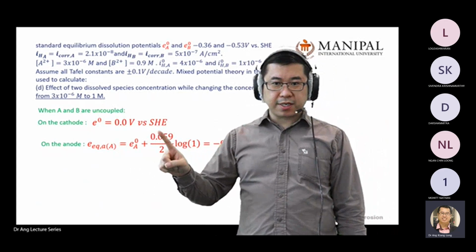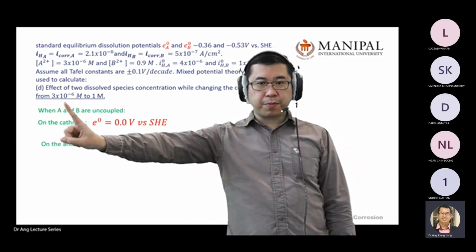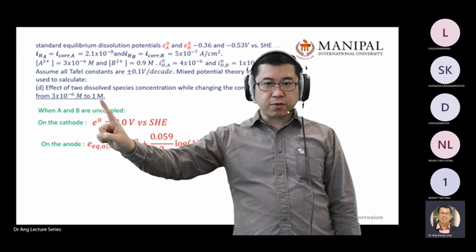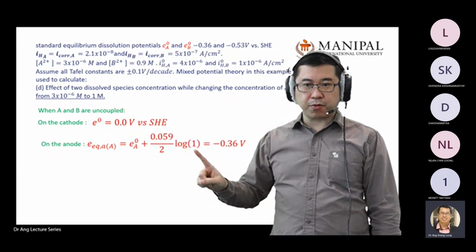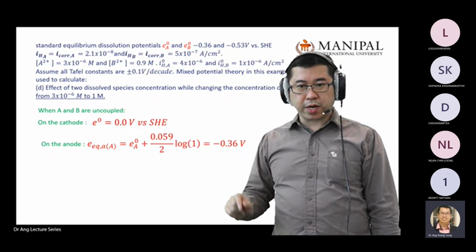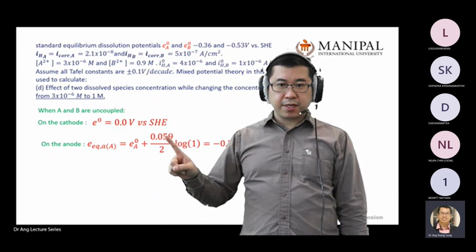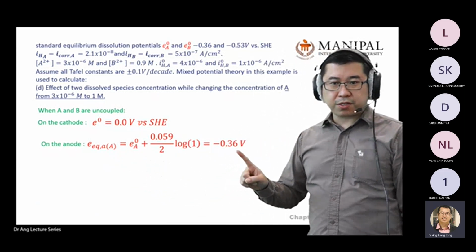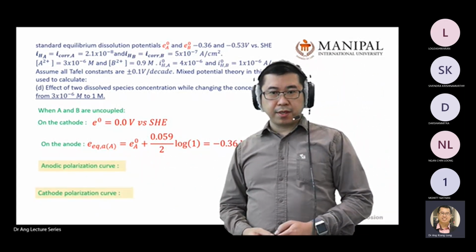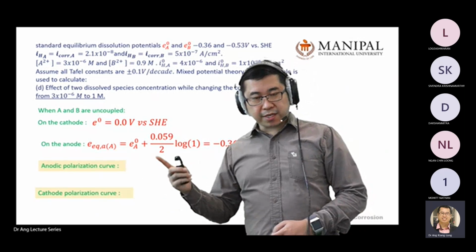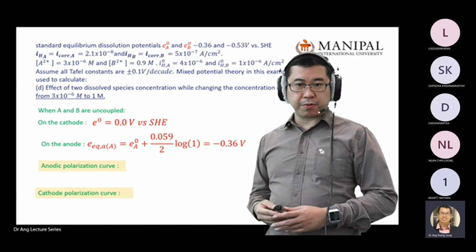This one is the same. This is 2, but log concentration now. Just now you used 3 point something for the log, but now the question asks what happens if you increase the molar, the concentration becomes 1. That's why here it changed to 1. You substitute this value, this one was given, you calculate, you'll get minus 0.3 volt on anode.